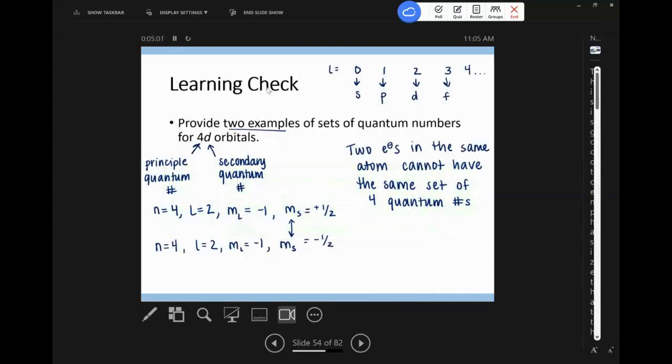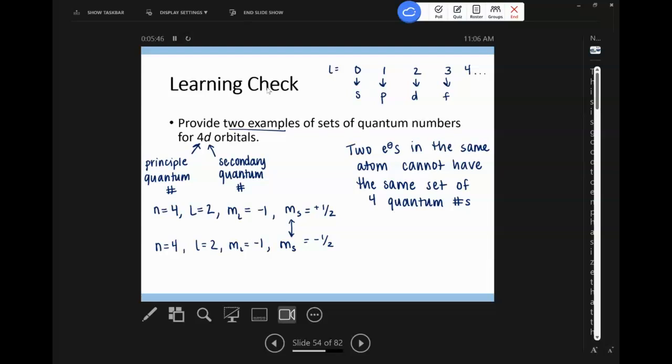Let's see. Okay, we'll just talk through this example here, and then we'll go to new content. So this last learning check was providing 2 examples of sets of quantum numbers. That means we'll have 4 quantum numbers for a complete set for an electron in a 4d orbital. Knowing that it is a 4d orbital already locks us in with a value for n and a value for l. The 4 part of 4d means principal quantum number 4. So we're at energy level 4. That means n is equal to 4. For any electron in the 4d orbital, n is equal to 4.